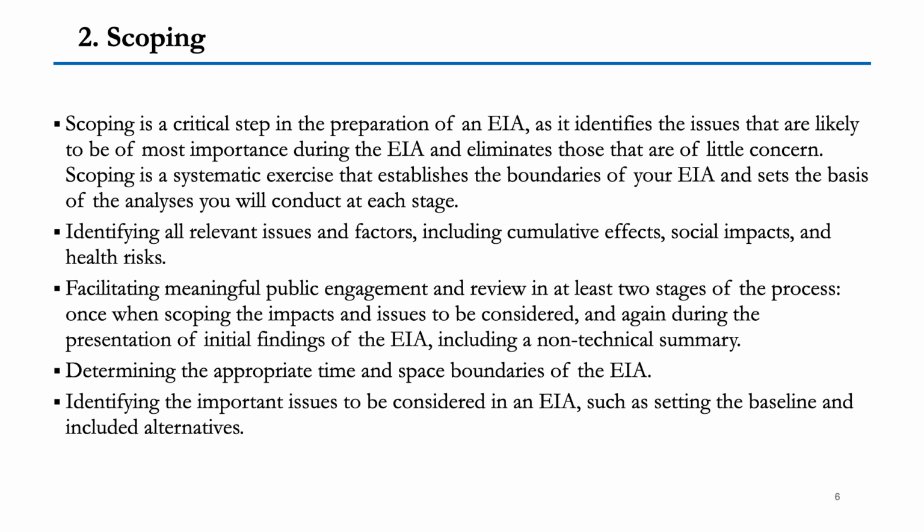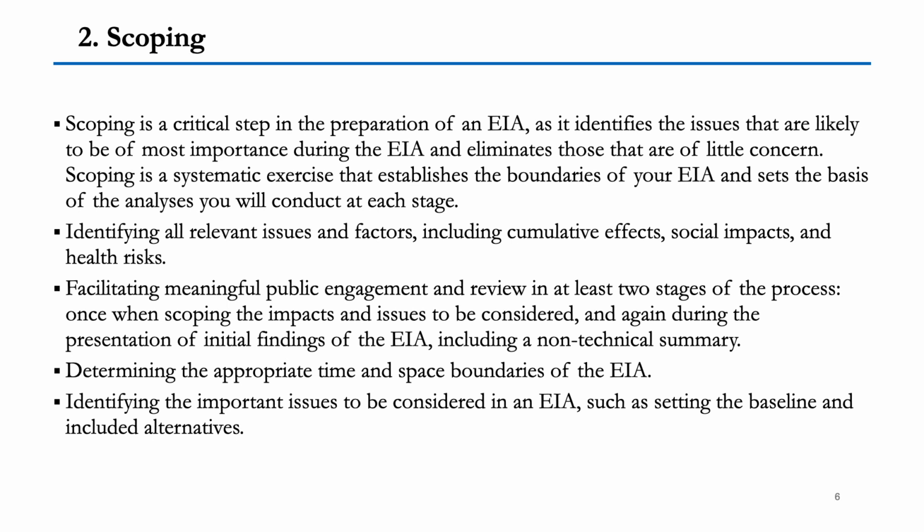This step also determines the appropriate time and space boundaries of the EIA. It identifies the important issues to be considered in an EIA, such as setting the baseline and including alternatives. So here comes the second step, scoping, under which all possible factors, cumulative effects, social impact, and health risk are being enlisted. There have to be boundaries fixed. What will be the time? What will be the space under which this EIA will be conducted?